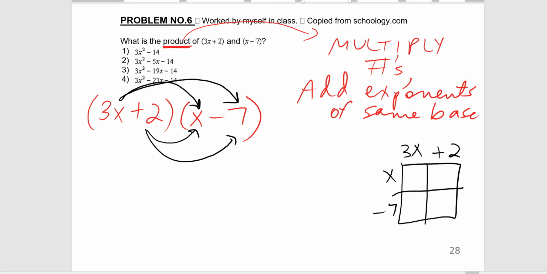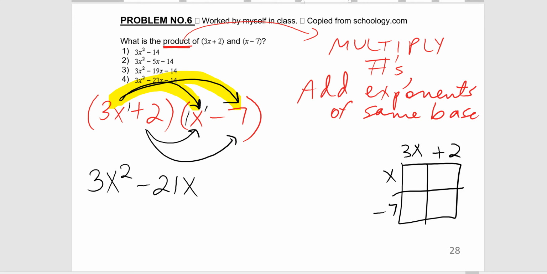Okay, so if each of these is a multiplication problem, 3x times x. 3 times 1 is 3. x times x, adding the exponents, I get x to the second. Okay, next. 3x times negative 7. 3 times negative 7 is negative 21, and bring the x along with you.